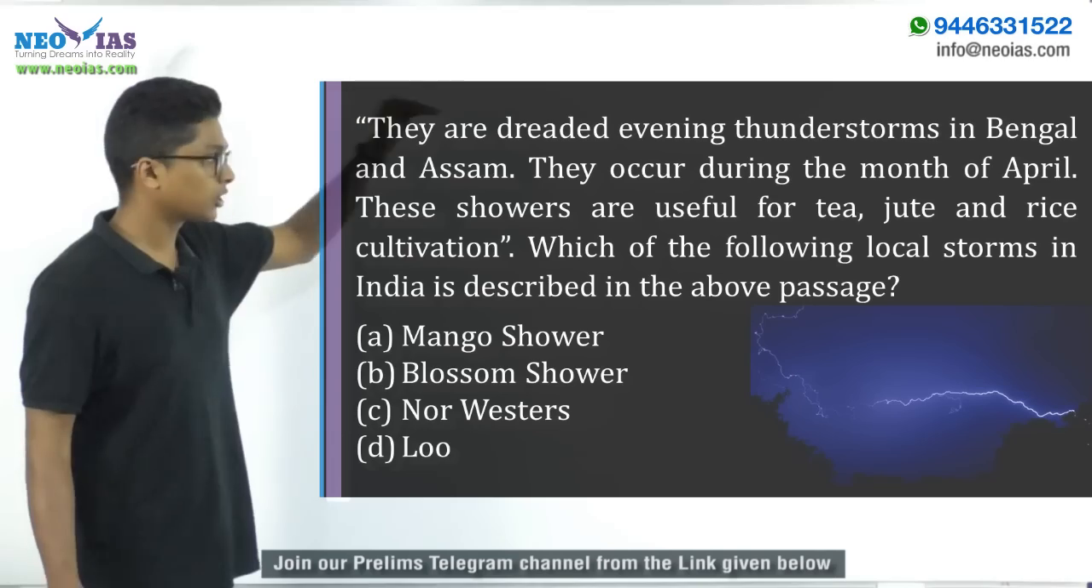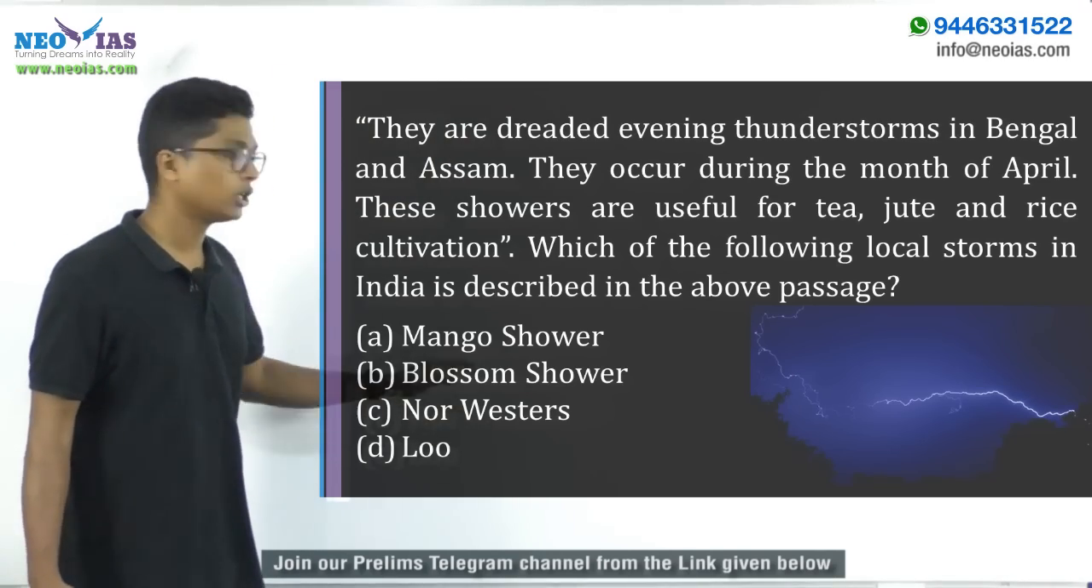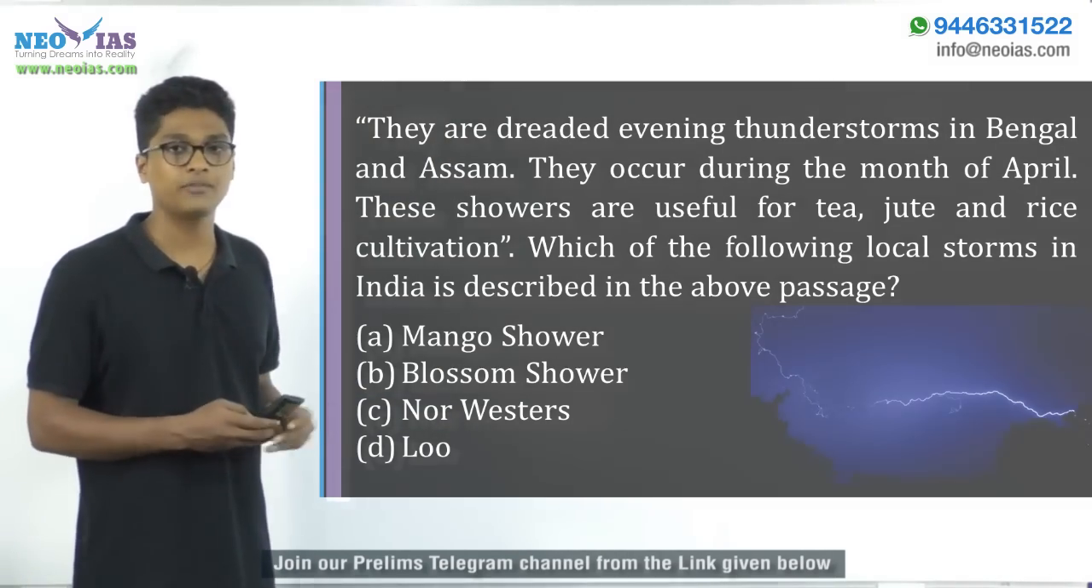And the evening thunderstorms in Bengal and Assam, we call it nor'wester. So here the answer comes out as C, which is nor'wester.